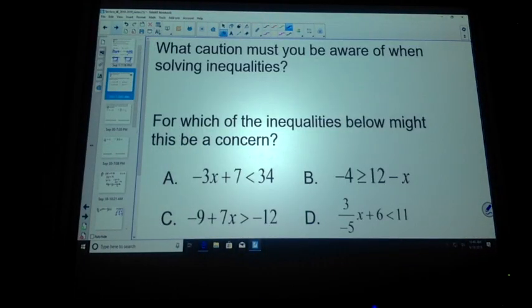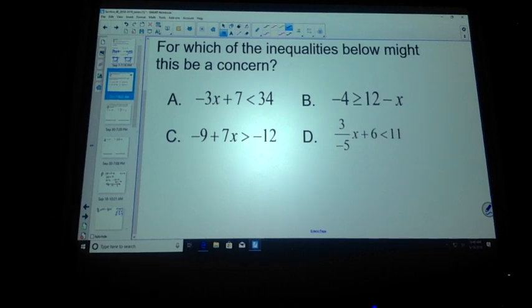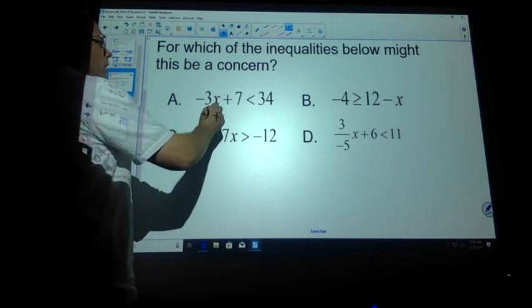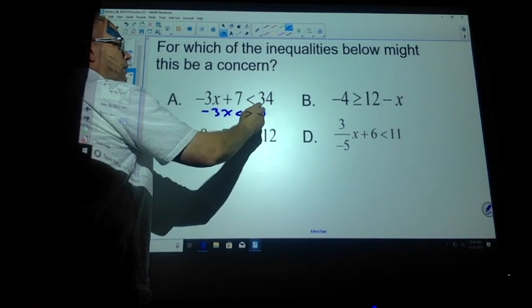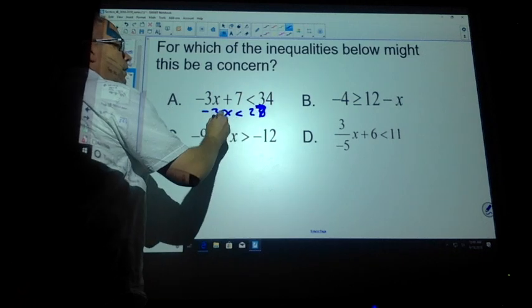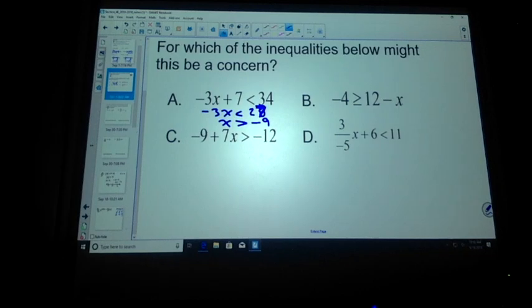All right. What caution must you be aware of when you solve inequalities? Sometimes an inequality won't allow you to have a solution to your problem. So, let's see. Which inequalities might be a concern? Well, let's see. This one, give me 34. That's what? 27, excuse me. I can do math. Divide. So that sign flips. That seems okay.